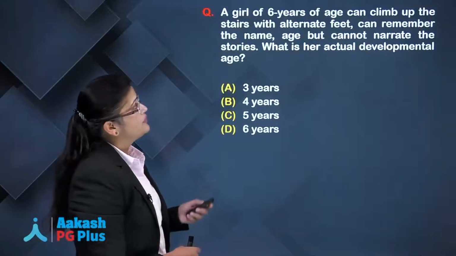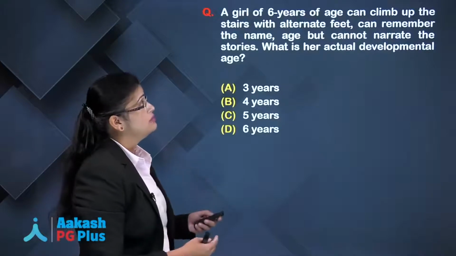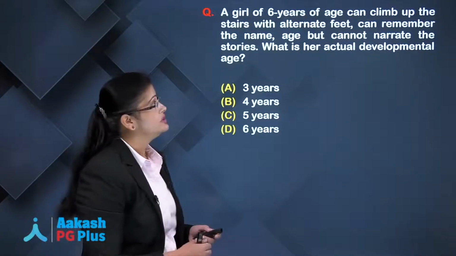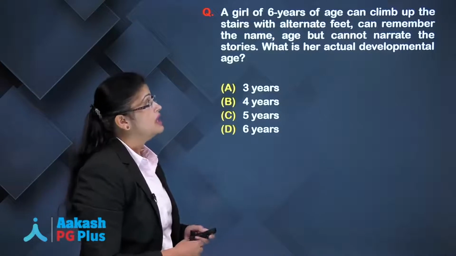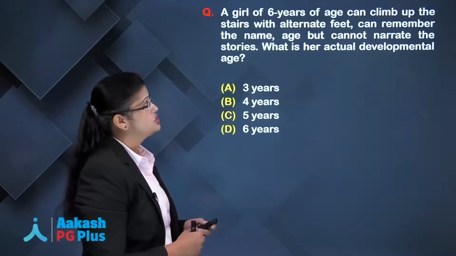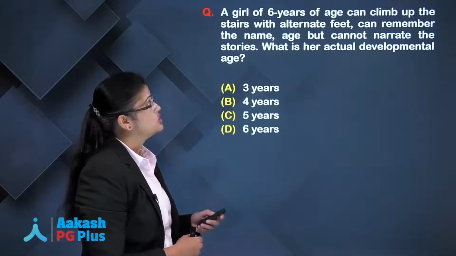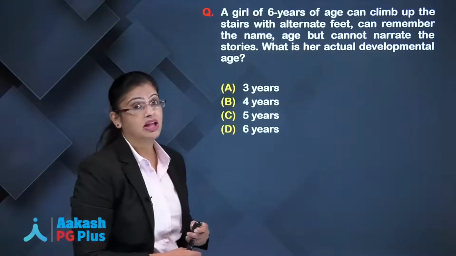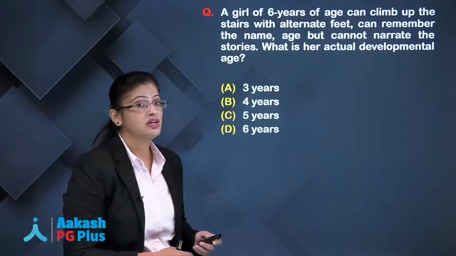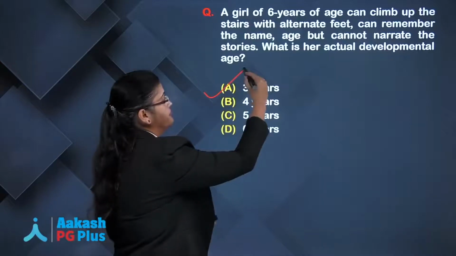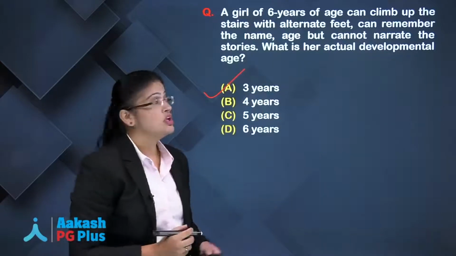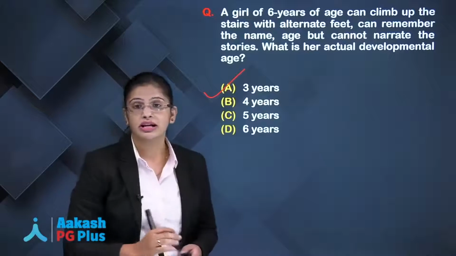A girl of 6 years of age can climb up the stairs with alternate feet, can remember the name and age, but cannot narrate stories. What is her actual developmental age? And the correct answer for this question is option A, that is 3 years. So now we will discuss this question in detail.